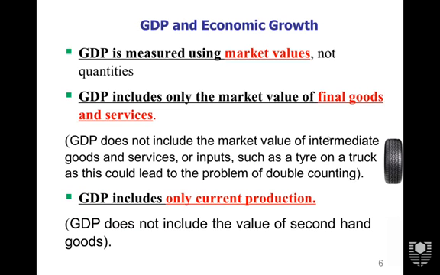GDP and economic growth. So GDP uses market value, it uses only final goods and services, and it only talks about current production. It doesn't talk about the value of second-hand goods, because if I sell you a car in 2014, that car is not being produced as a new commodity. That has already been produced 5 years back, and now I'm just reselling it. So the commodities with second-hand sale won't get counted in the GDP.